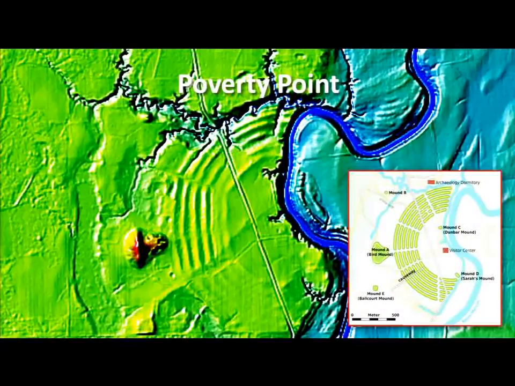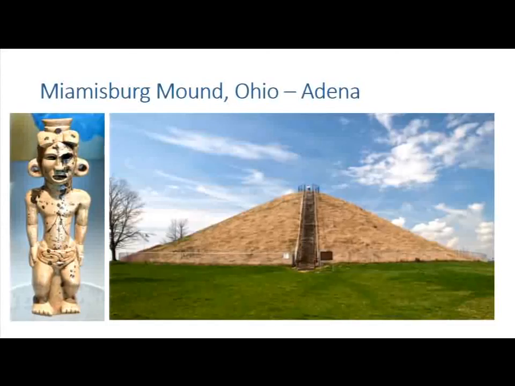Then around 1600 BC, at Poverty Point in Louisiana, during the Archaic period, we can see concentric earthworks going around, and there's a large mound in the shape of a bird. Next we have the Adena culture in Miamisburg, Ohio. This dates to the early Woodland period, and this particular mound is 280 feet in diameter and 70 feet high. My family's actually standing on the top of it.